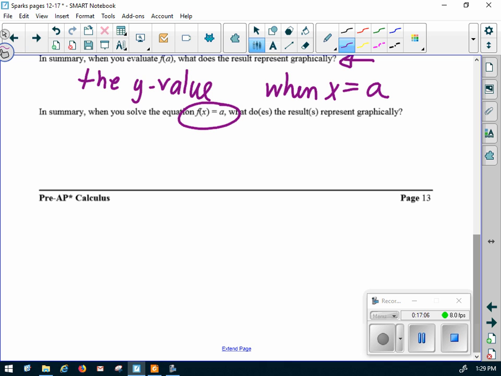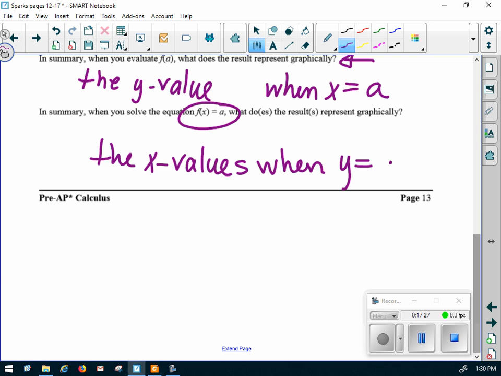When you solve this equation, what does the result mean graphically? The x values when y equals a. Did you learn anything new? No. What you learned is what everything you've done in the past means.